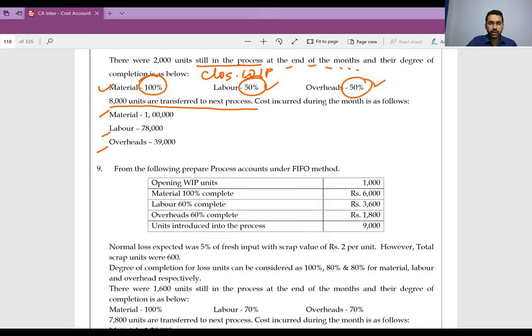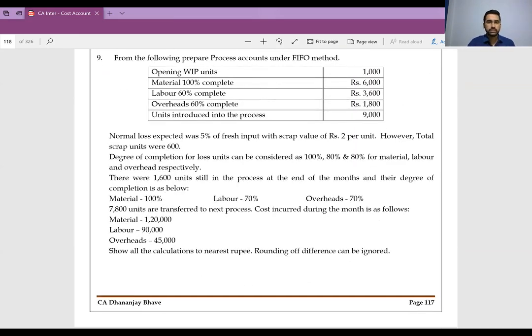We need to start now from question number 9. Let's begin question 9. From the following, prepare process account under FIFO method, clearly mentioned. Tell me, the moment they say FIFO method, what should come to your mind? FIFO method means there should be some opening WIP, correct? And then there should be some degree of completion for opening WIP. If not given, I have to assume it as 150-50. Why? To work out the answer under FIFO, I need opening WIP DOC. I will check whether it's available or not.